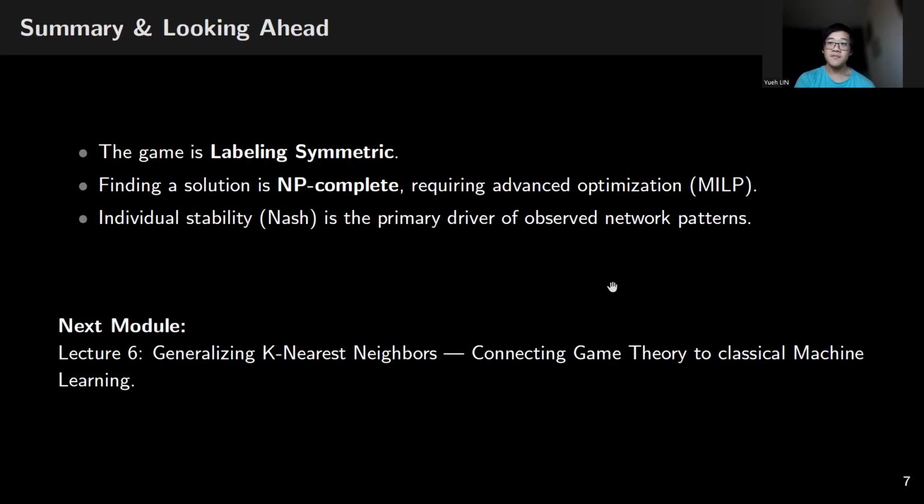In summary, this voting game is labeling symmetric. You can flip the signs, and the whole game becomes the mirrored version of the other game; these are equivalent to each other. Secondly, finding a solution in the Nash equilibrium is an NP-complete problem. It requires an advanced optimization process to tackle this. And also, the Nash equilibrium is a better-suited tool for application purposes, for network observations, patterns, etc.